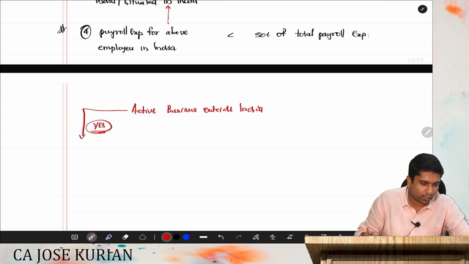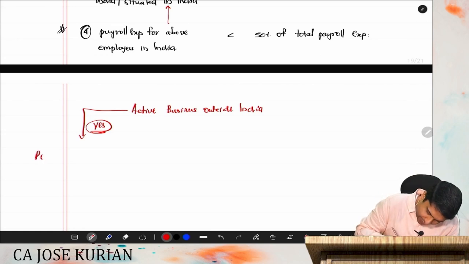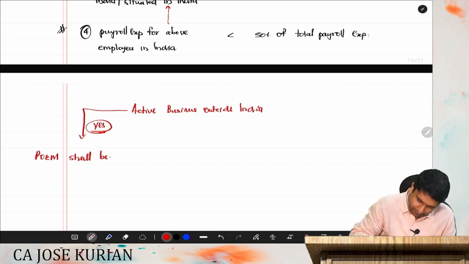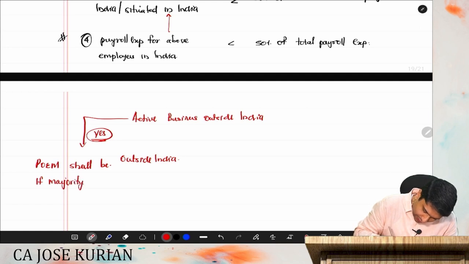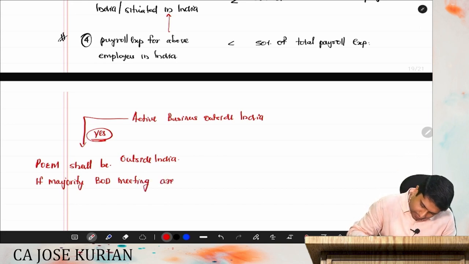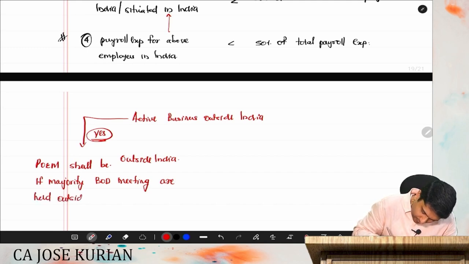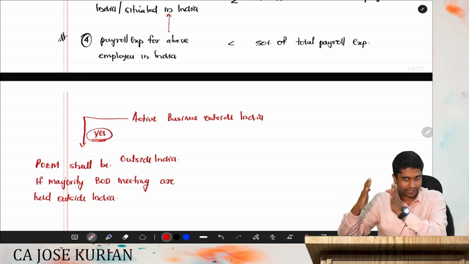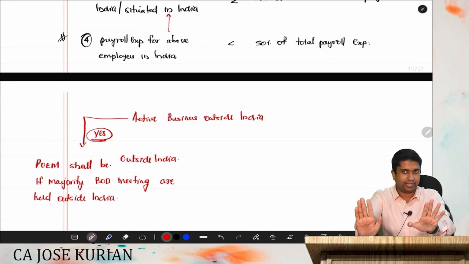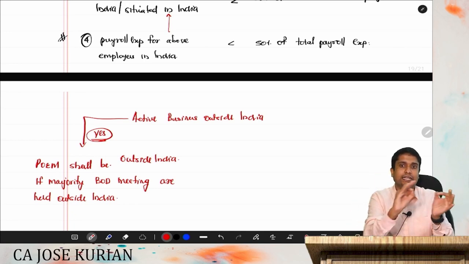So please write, if active business is outside India, then POEM shall be outside India, if majority board of directors meetings are held outside India. Again, friends, let me remind you, this is only a guideline. What do the guidelines say? If your active business is outside India and your majority board of directors meetings are also outside India, then your place of effective management is also outside India.